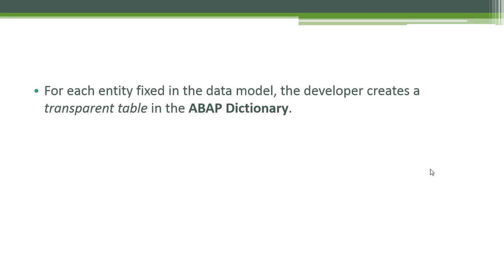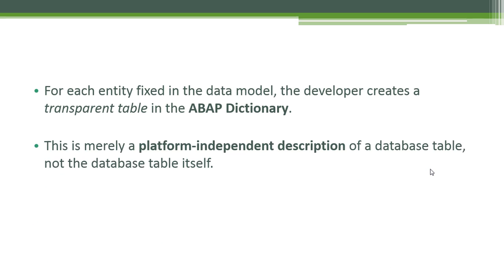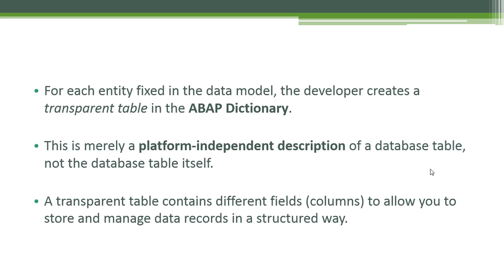For each entity in the data model, the developer creates a transparent table in the ABAP dictionary. This is merely a platform-independent description of a database table, not the database table itself. A transparent table contains different fields or columns to allow you to store and manage data records in a structured way.